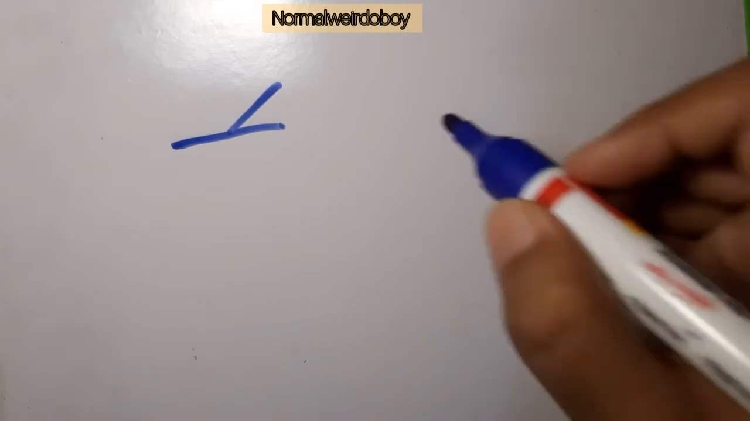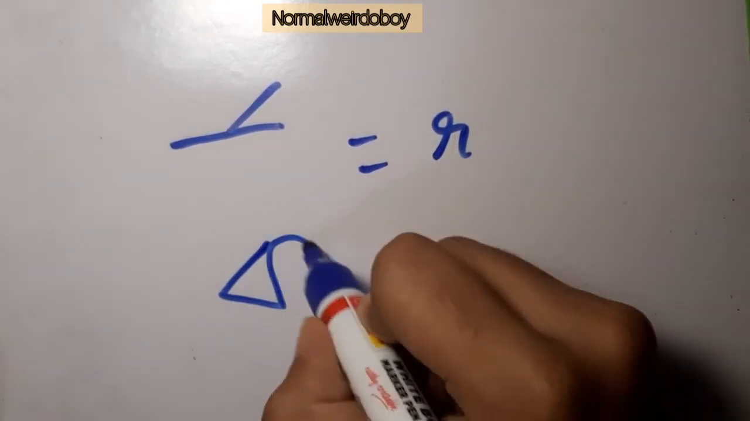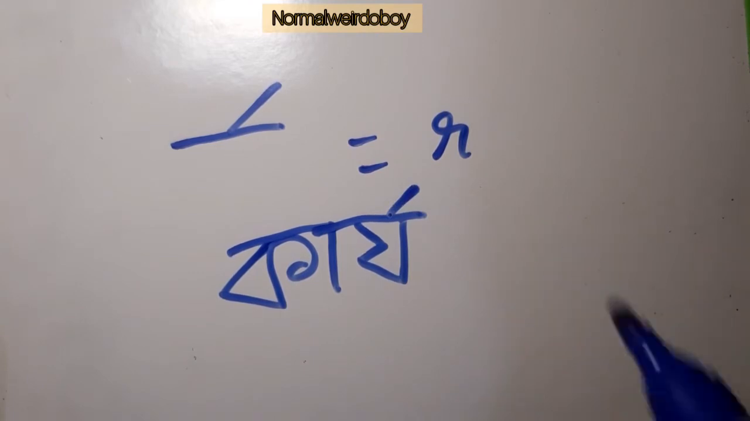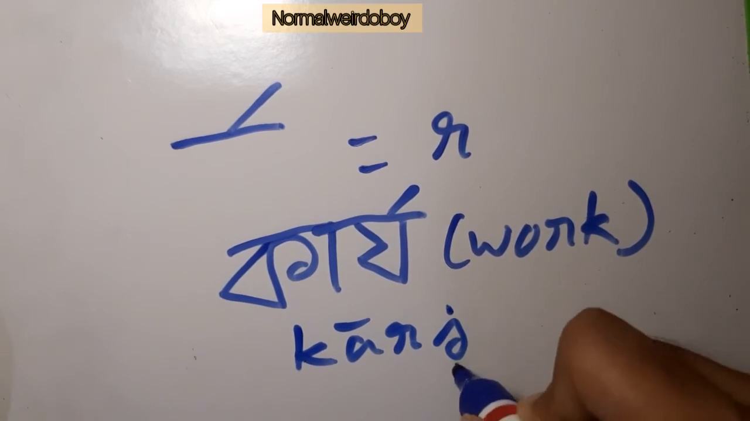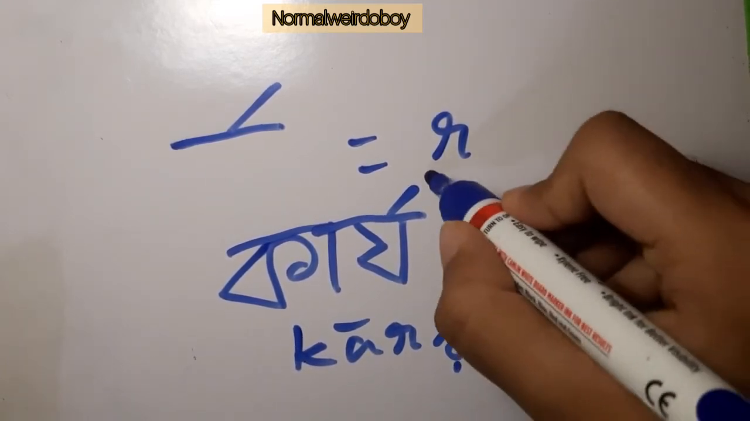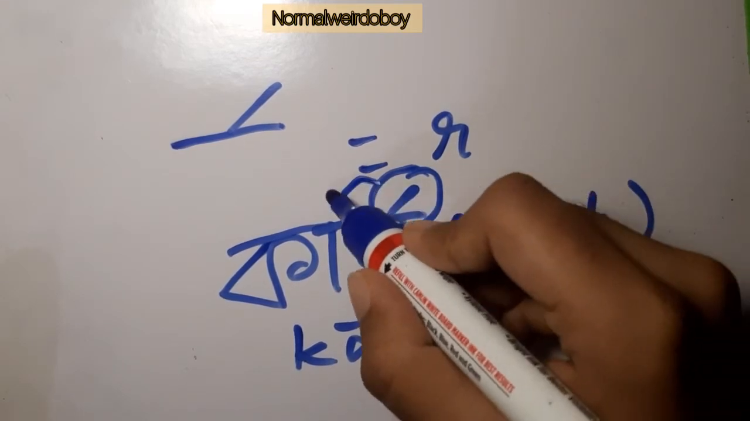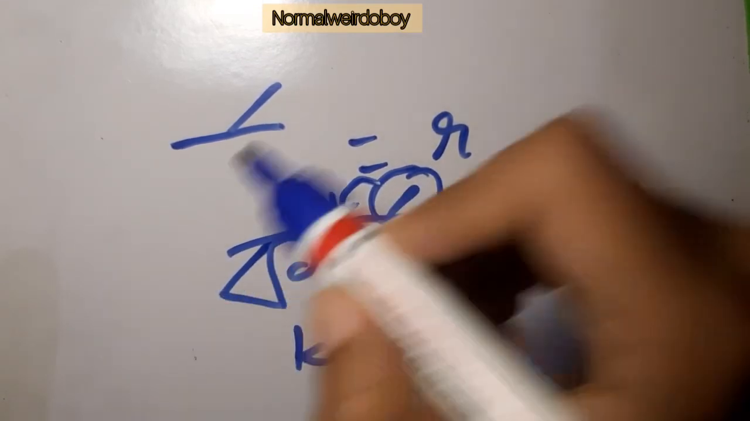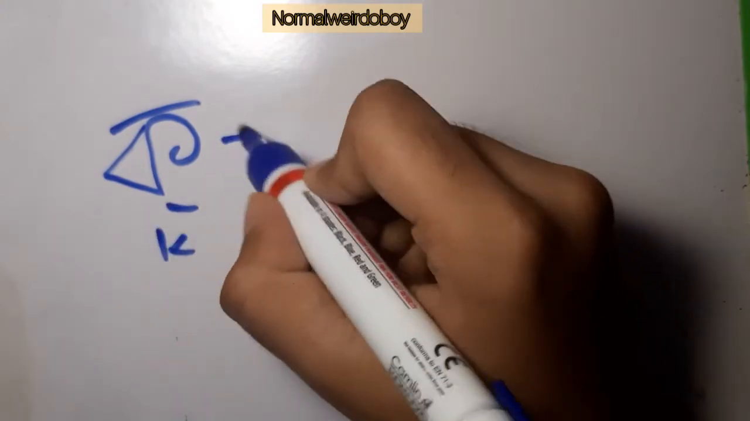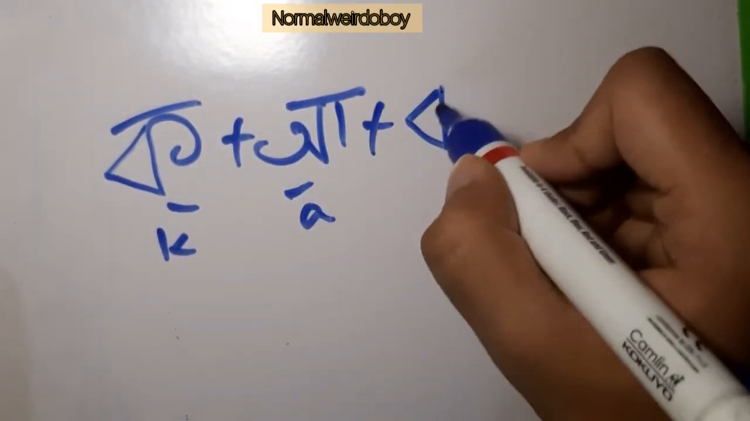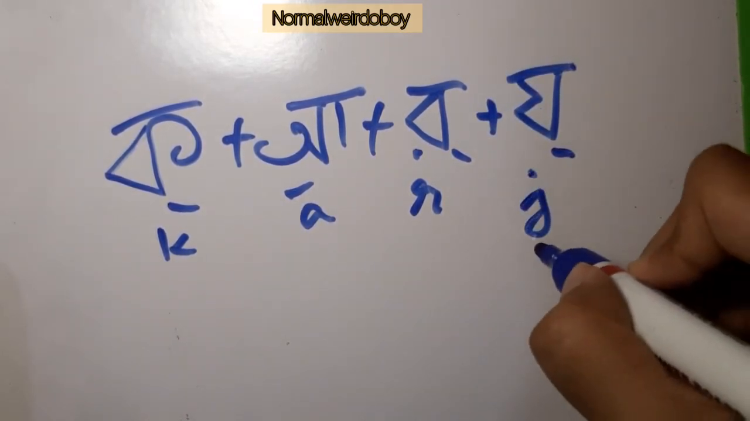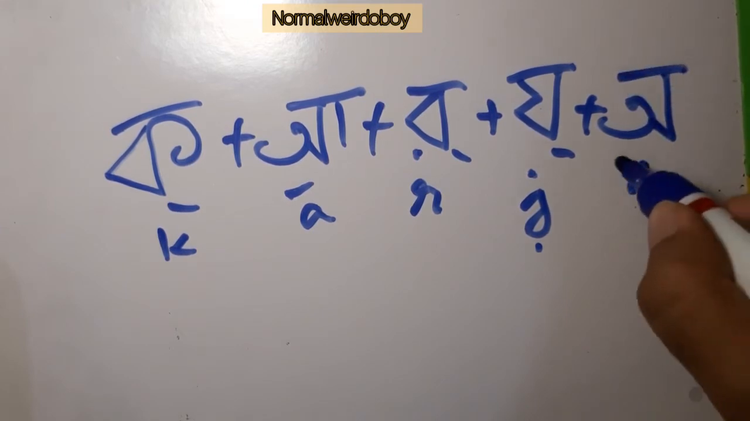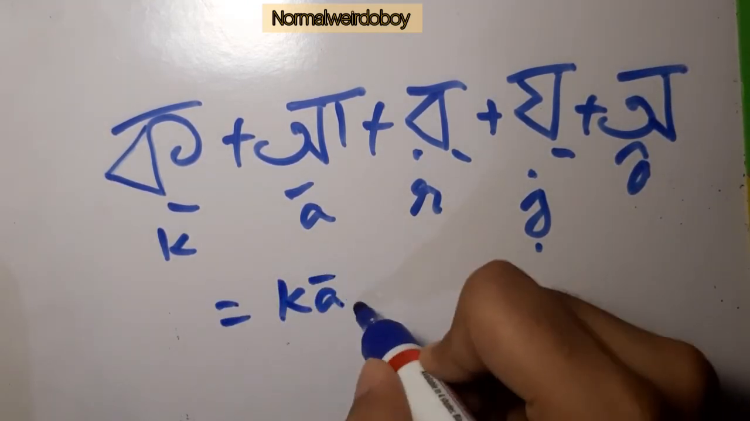Ref. It gives the R sound. For example, in the Bengali word karjo, which means work, karjo. And this ref comes after whatever vowel follows the consonant. So in the word karjo, it is Ka plus A plus Ra plus jaw, Antastar jaw, plus O, and it becomes Karjo.